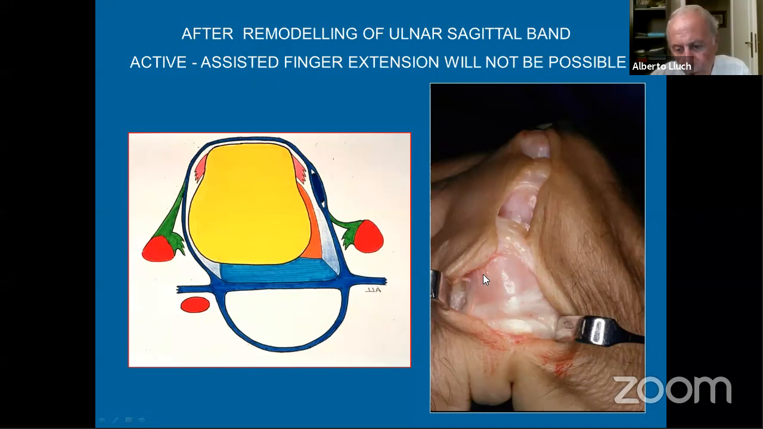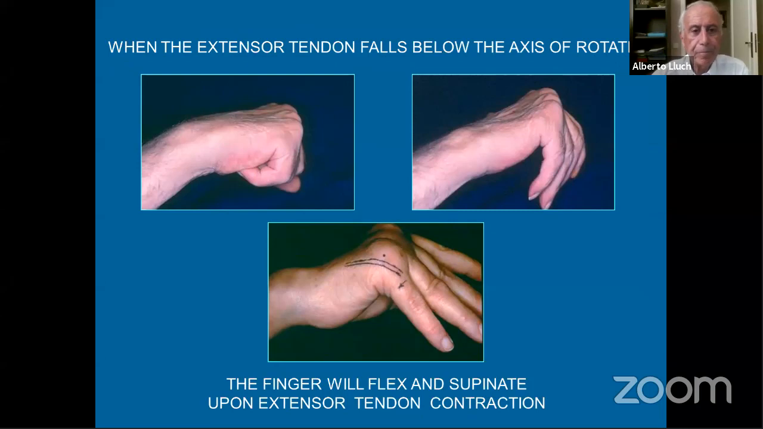So you cannot approach the MP joint without that. You have to cut the ulnar sagittal band, and sometimes, if the deformity is very important, a little bit of the extensor hood, not much, not to destabilize the finger, the stability in extension, but mainly for the correction of the deformity. When the extensor tendon falls below the axis of rotation, it should be here on top of the head of the metacarpal, and it falls below.